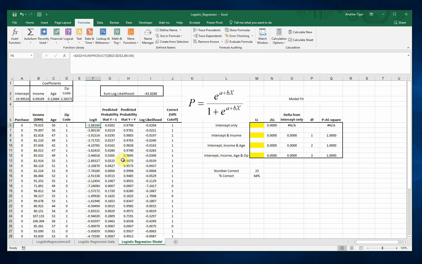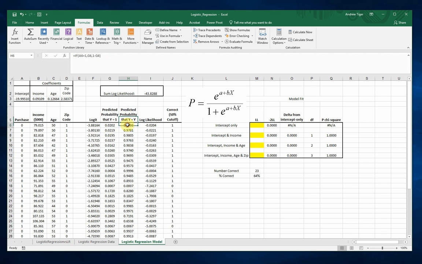Every one of these has its value, and you can copy that down. Then from the logit, I use this equation to calculate the probability that they purchase the house. If you see what it is, it's e, which in Excel is EXP of the logit in the numerator, divided by 1 plus e raised to the logit in the denominator. So this is the probability that they're going to buy a house.